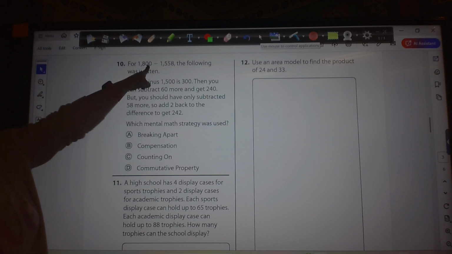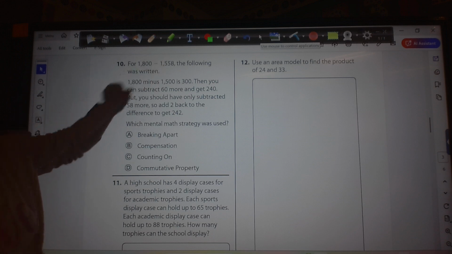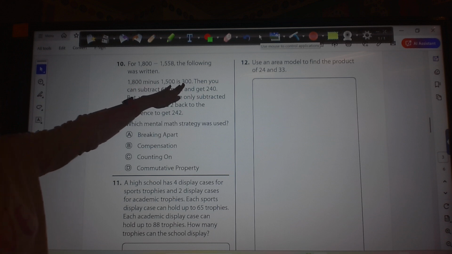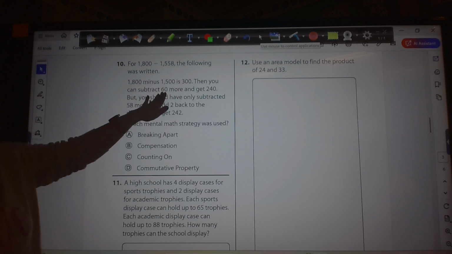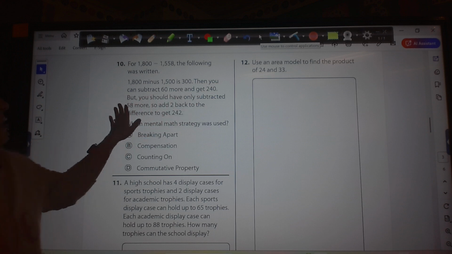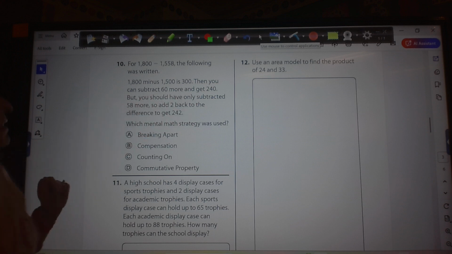For 1,800 minus 1,558, the following was written. That minus that is 300. Then you can subtract 60 more and get 240. But you should have only subtracted 58 more, so add 2 back to the difference to get 242. Which mental math strategy was used? There's clue words. What did they do, guys?